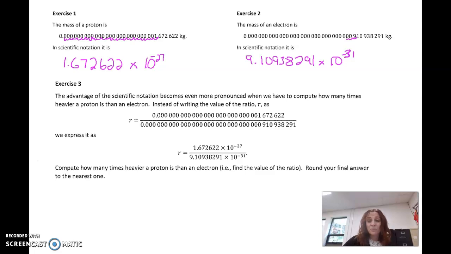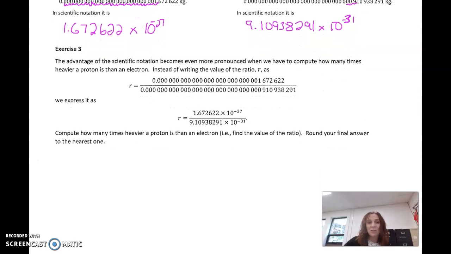All right, so we can use scientific notation to do problems with these types of numbers, these incredibly small numbers. And that's what it says here. When we wanted to compute how many times heavier a proton is than an electron, instead of trying to figure out this problem, we can figure out this problem. So you're going to see that. Let's talk about this. We want to figure out how many times heavier a proton is than an electron.